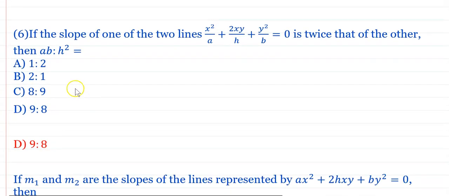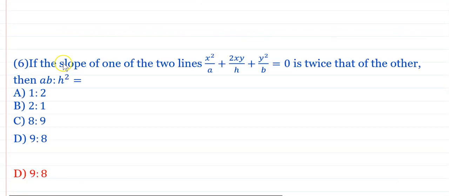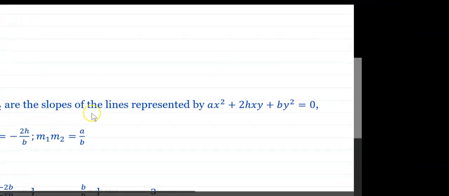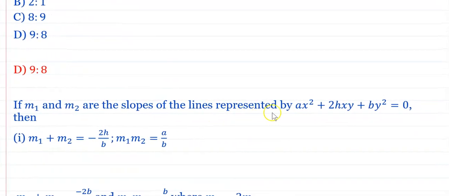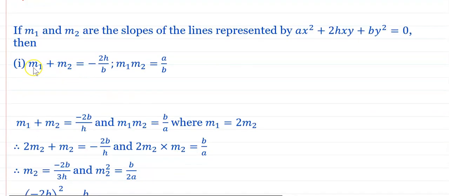Now the next: if the slope of one of the two lines x square upon a plus 2xy upon h plus y square upon b is equal to 0 is twice that of the other, then ab upon h square is what? Now see this here. M1 and m2 are the slopes of the lines represented by ax square plus 2hxy plus by square equal to 0. Then their sum m1 plus m2 is equal to minus 2h upon b. M1 into m2 is a upon b.